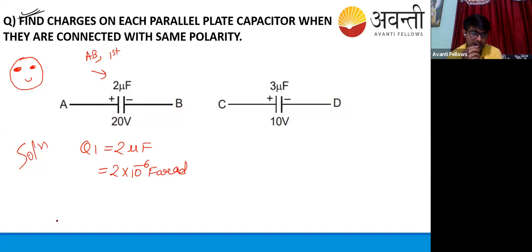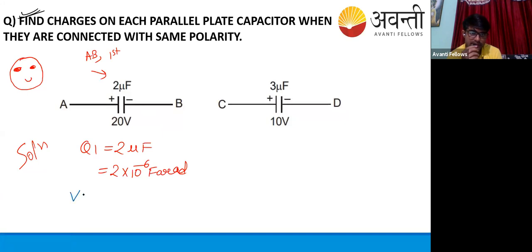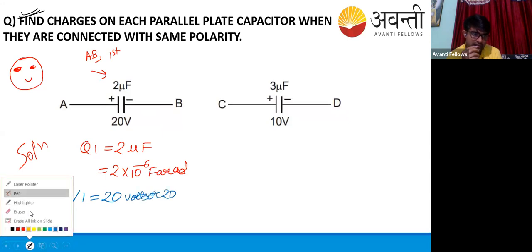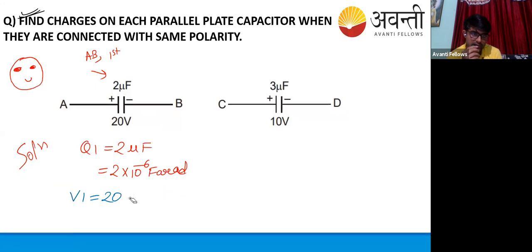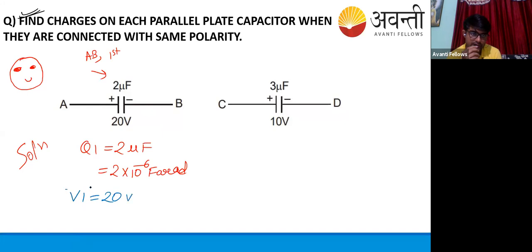Okay. Potential difference is given as, say, V1, which is here 20 volts. You need to write this again and again. Basically it is 20 V. And what about the capacitance?